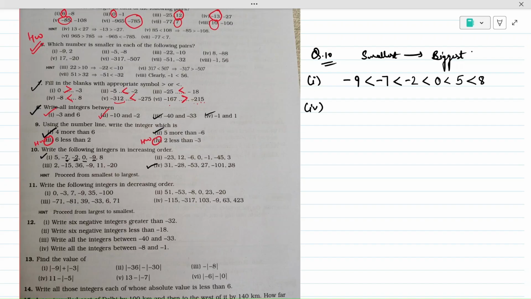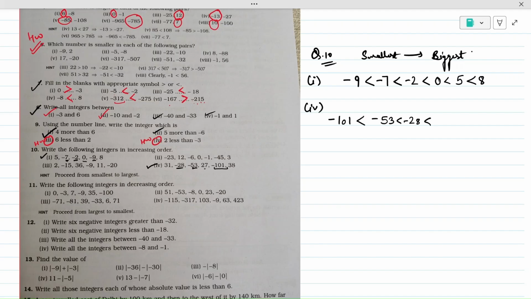In the fourth part, again we have a combination of positive and negative numbers. So the smallest number will be the negative number with the highest value. So we have -101 as the smallest number here. After this we have -53. After -53 we have -28.